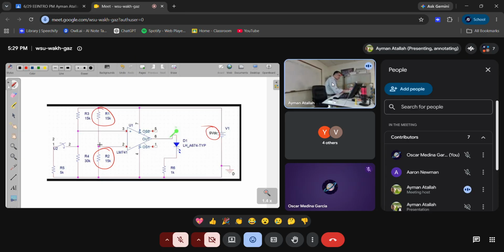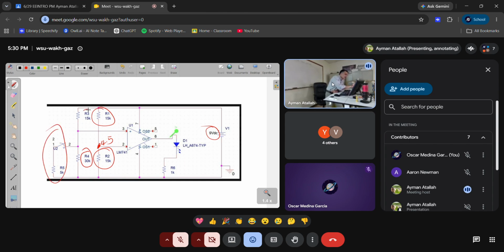This means that the voltage at this point with respect to ground is 4.5, right? Because I have 15K and 15K, two equal resistances, and you apply 9 volt, so you divide the voltage by 2. On this side, I have 30K and I have 15K. Forget about this for now. So the voltage here is something like 2/3 of 9 volt, so the voltage here will be 6 volt.